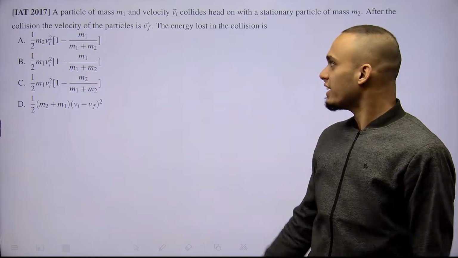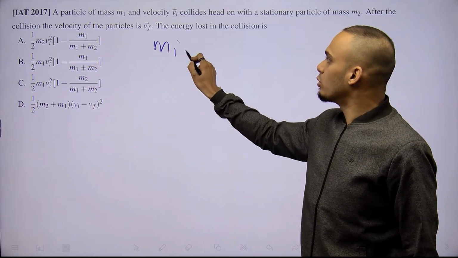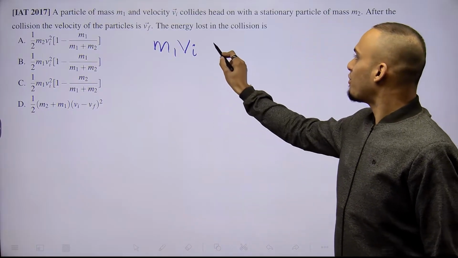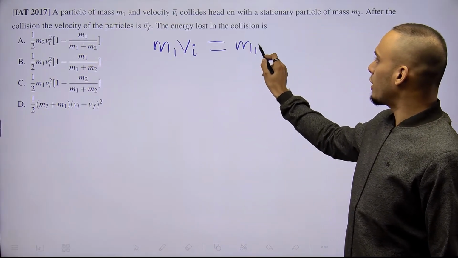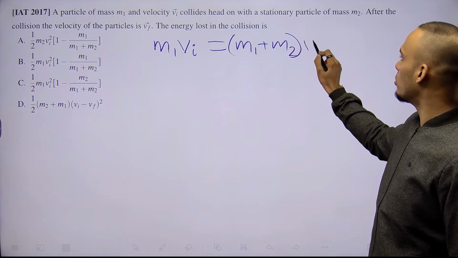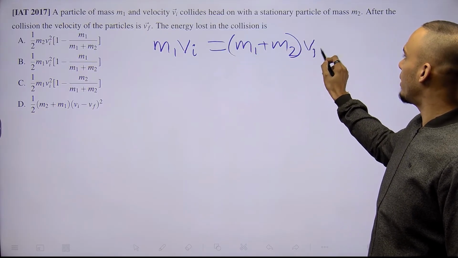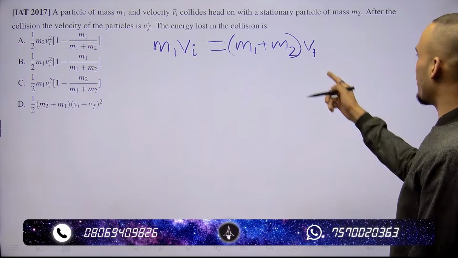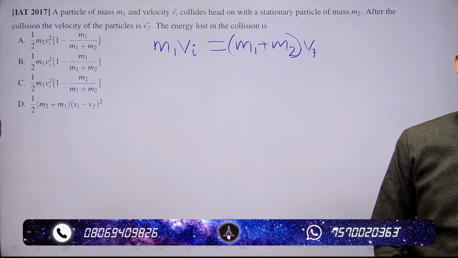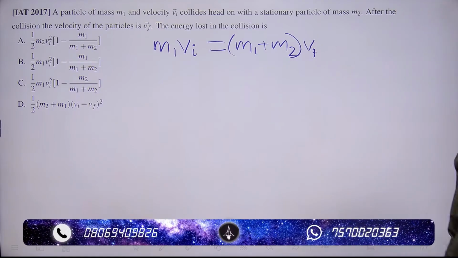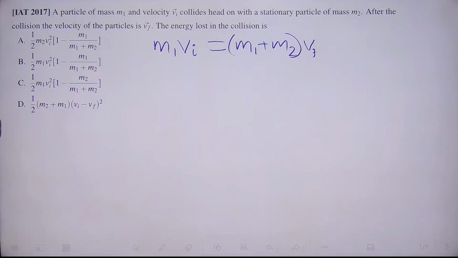So let's apply that. Initial momentum is m1 into vi because m1 was the only particle in motion, and finally both the particles will move together, hence the final momentum of the system becomes m1 into vf plus m2 into vf. We can take vf common, and from here we can find that vf equals m1 into vi upon m1 plus m2. We need to find the energy lost in the collision, which is simply the difference in kinetic energies initially as well as finally.